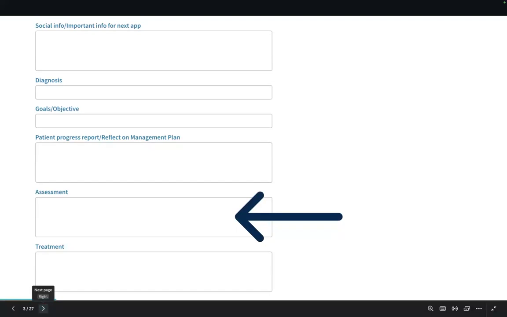So as far as your SOAPy notes, for example, from uni, it's in the O section. It's the objective testing. That's what the VALD assessments are.